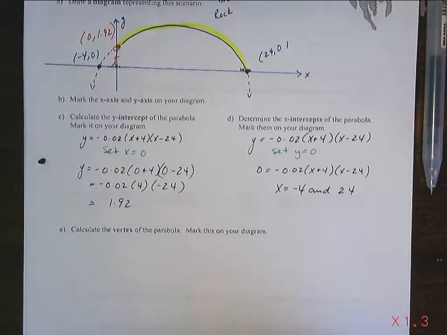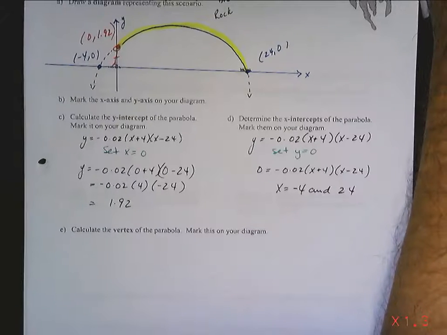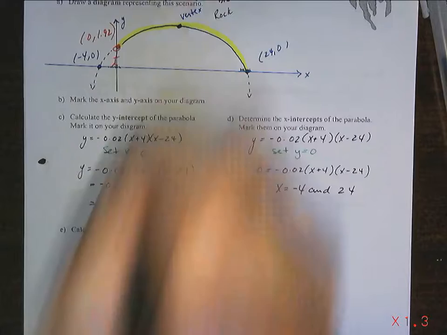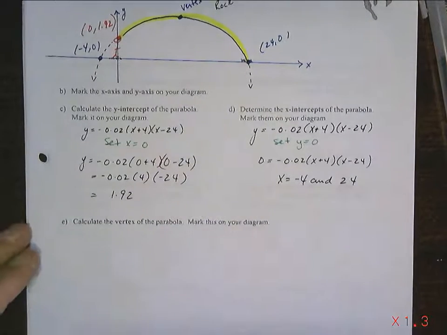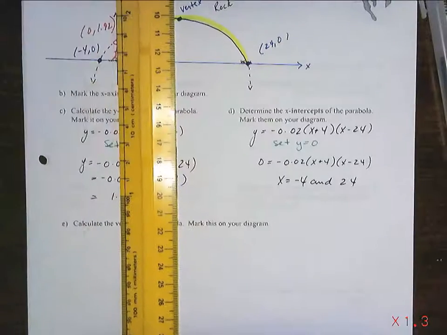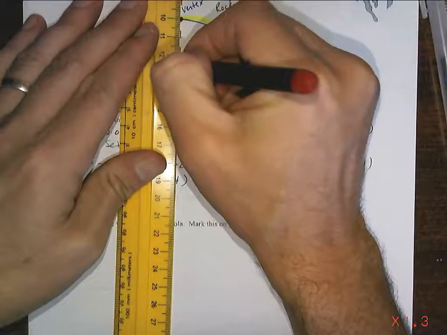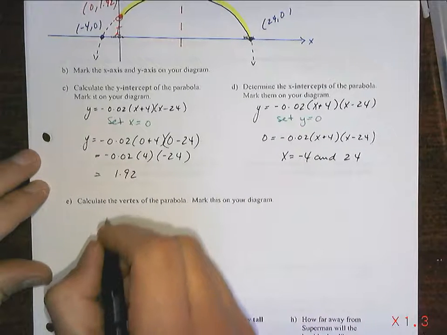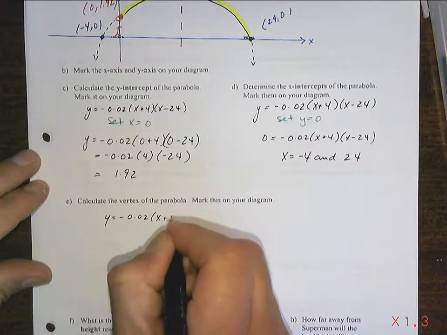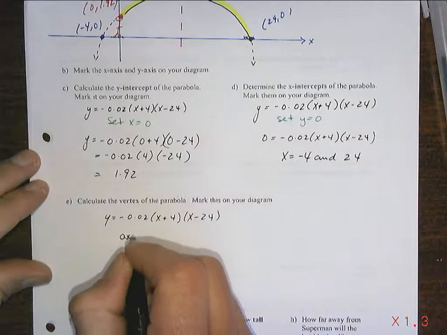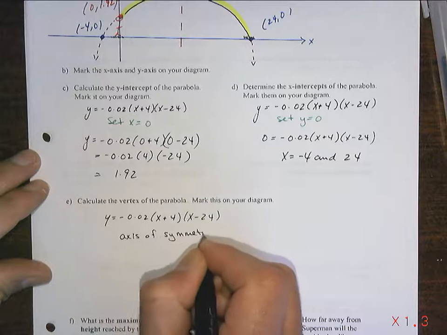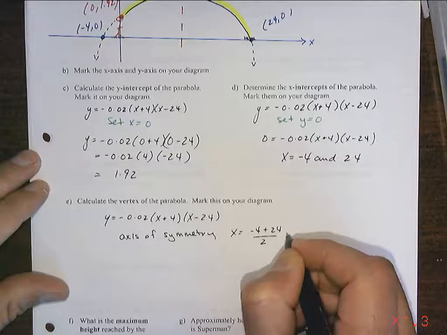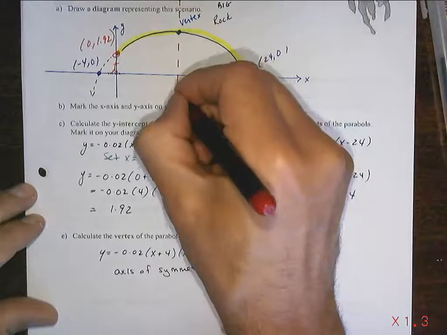Calculate the vertex of the parabola and mark it on your diagram. I'm going to bring this into focus. Sorry about that if it was out of focus. The vertex is going to be right here. Okay? So I'm going to go looking for that vertex. Well, that vertex is on an axis of symmetry. Had this discussion with the in-class group today. So we've got an axis of symmetry running straight down there. To find that axis of symmetry, you're going to take the zeros. I'm going to take -4 and add it to 24, and divide by 2, which is going to be 10, which means that this value here is x equals 10.